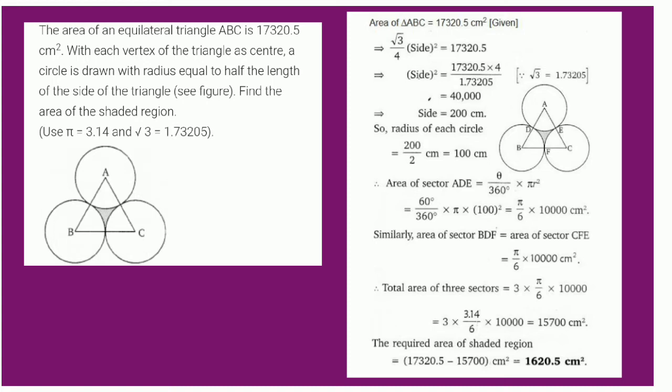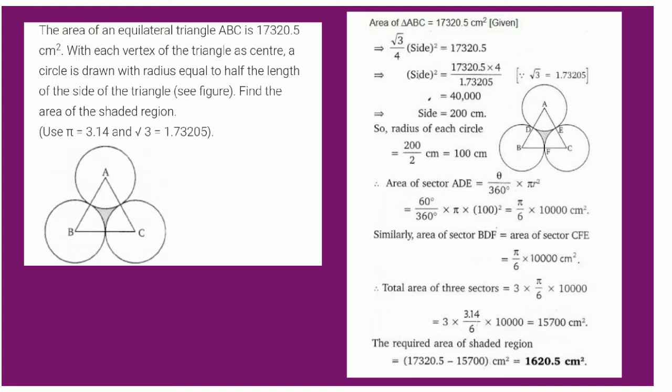So cross multiply: to the right side on the denominator, also 4 is multiplied to the right side on the numerator. Then it will become 17,320.5 into 4 divided by 1.73205. Then after the calculation, the numerator 17,320.5 divided by 1.73205 cancels. Then on the numerator you will get 10,000. Then multiply 10,000 into 4, you will get 40,000.